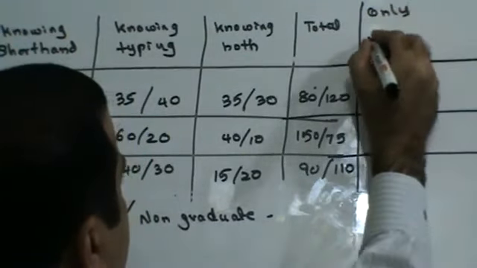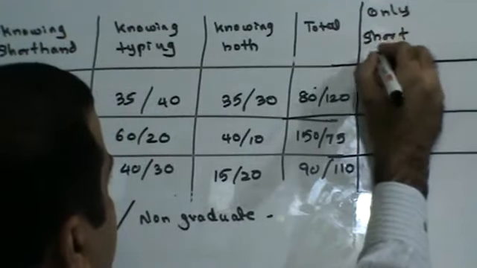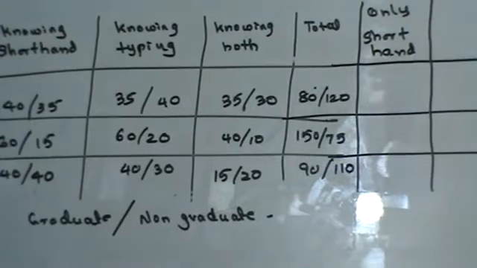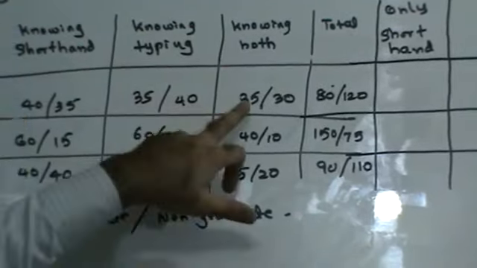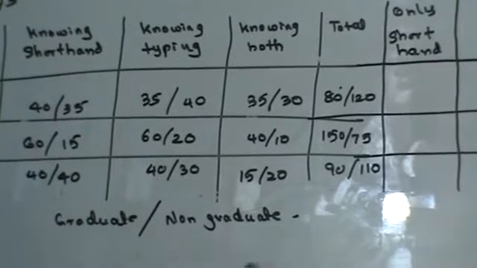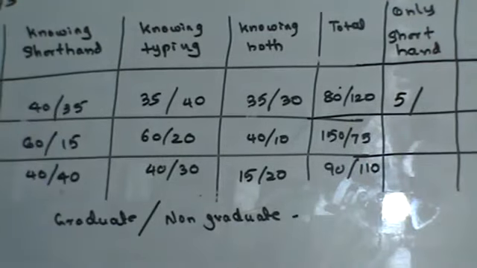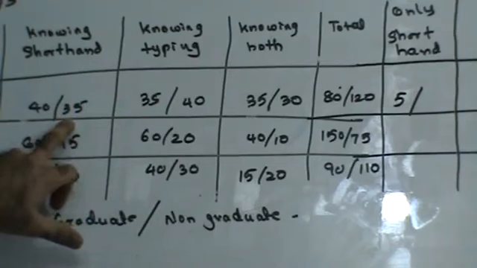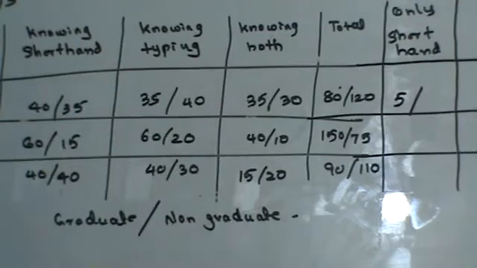Only shorthand. Let's see this. Now total there are 40 people who know shorthand. Let's look at the graduates. Out of which 35 know both. So how many of them know only shorthand? 5. Similarly, amongst the non-graduates, there are 35 who know shorthand, 30 know both. So there will be 5 who know only shorthand amongst non-graduates.